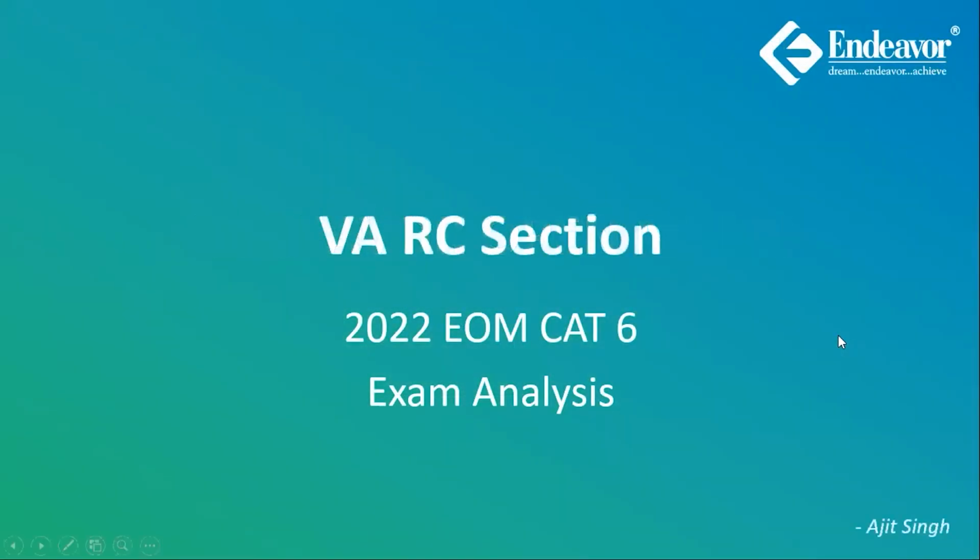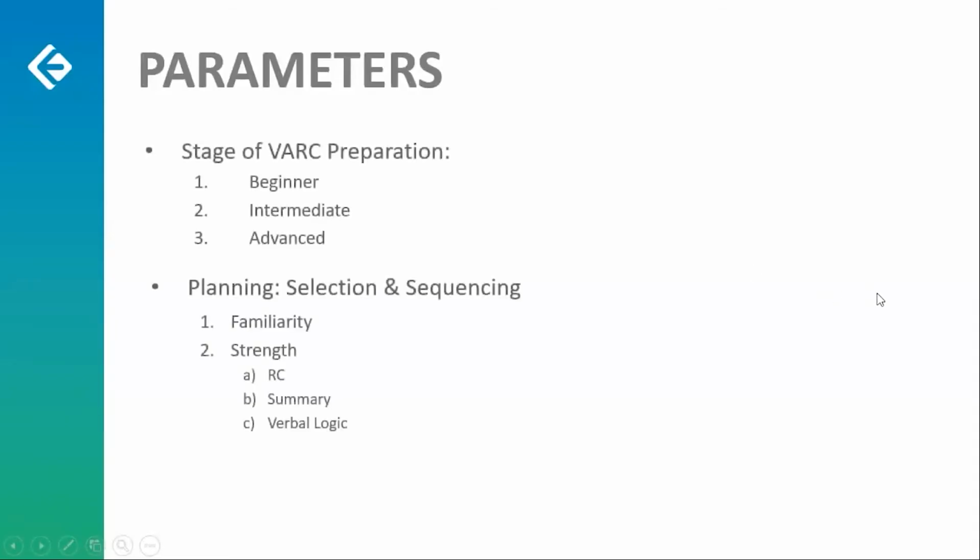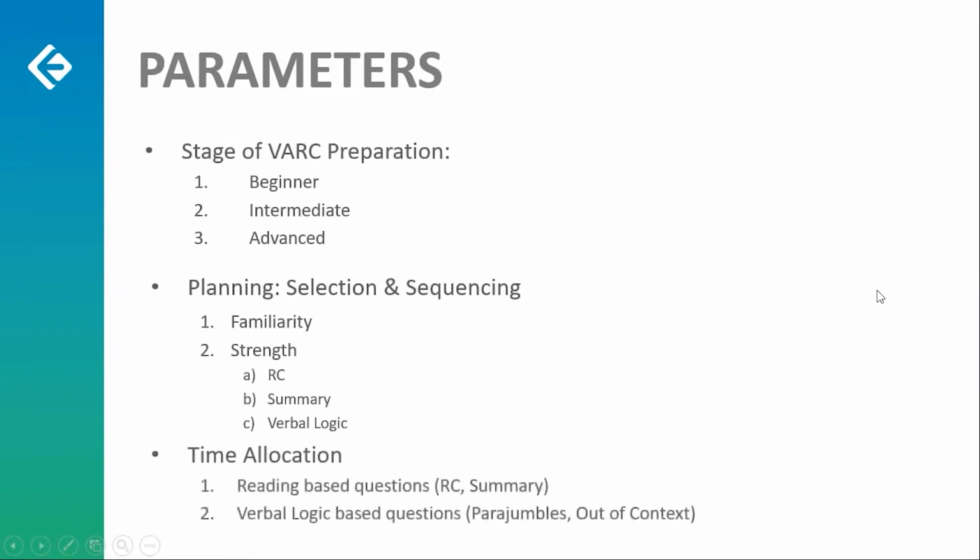Well, then, we are here with another analysis, EOM CAT 6, a paper that was, as I always say, I need to give you a summary of the paper. So, yeah, EOM CAT 6 was a paper that was clearly a bit biased. Biased because it was a paper that required attempts in question types which some of you have not been taught. And if you have not been taught those question types and you attempt them, you are likely to see a dip in your scores.